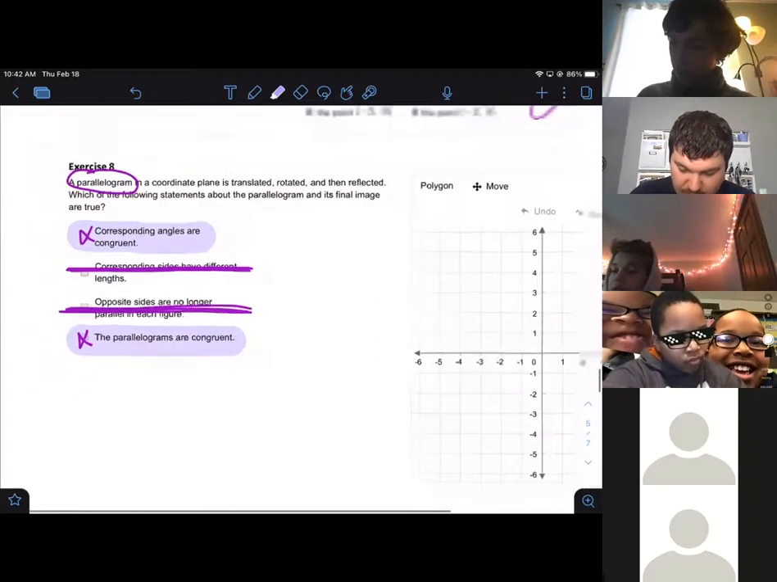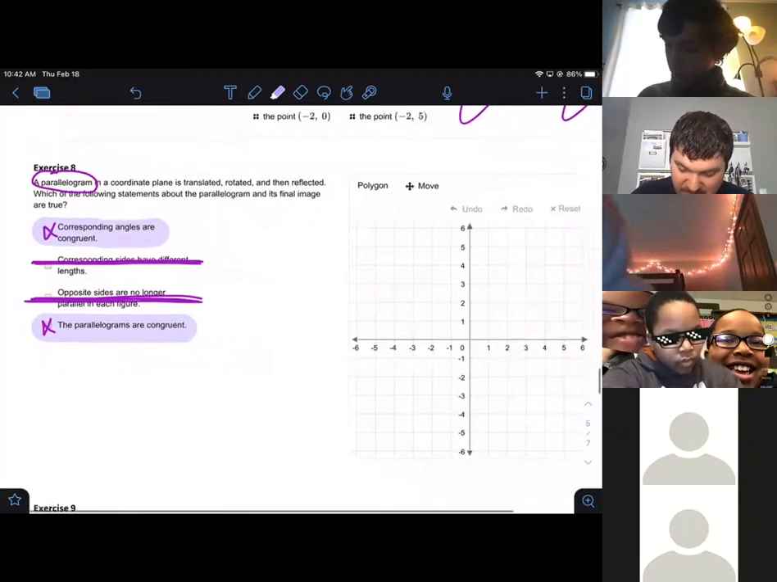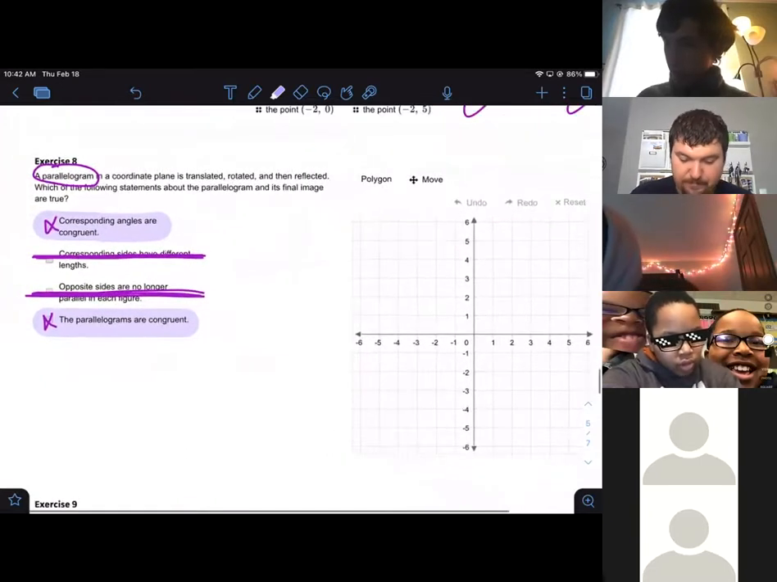We don't need this. I don't know why they put this coordinate plane here. There's nothing to draw on it.